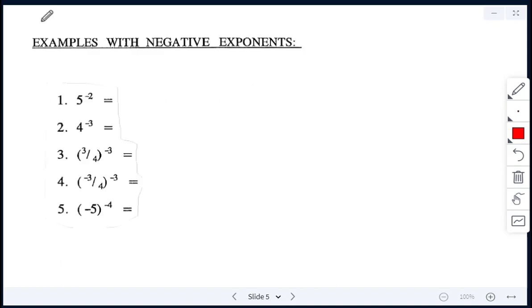So here we have our base is 5, our exponent is negative 2. So the rule with negative exponents is we are going to take the reciprocal of 5. So the reciprocal of 5 becomes 1 over 5. All right, once you've taken the reciprocal, this negative exponent now becomes a positive exponent. So it becomes 1 over 5 to the power of 2. All right, and now we can write that in factored form. So 1 over 5 times 1 over 5, which gives me 1 over 25.